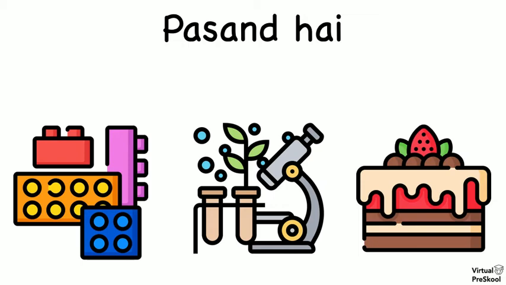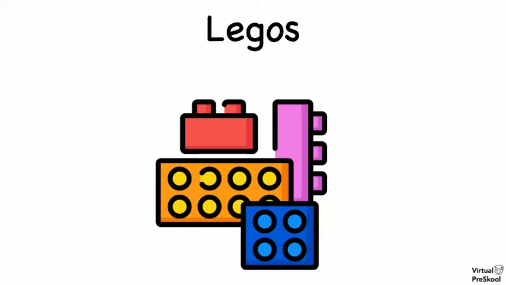Okay? So first of all, to say to like in Hindi, we say pasand hai. Pasand hai is to like in Hindi. So for instance, let's say we want to say like Legos. And notice I've purposely left the word I out of the sentence right now. So don't worry about that word right now. We're just going to focus on how to put together like Legos. And we're going to add the word I later on.